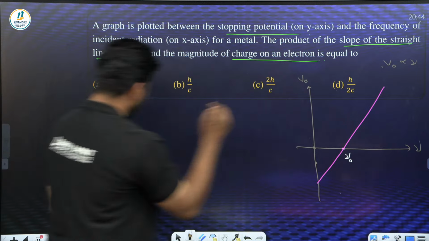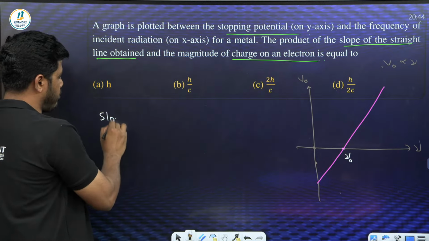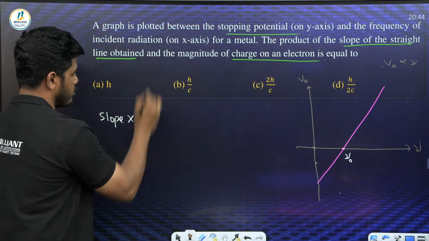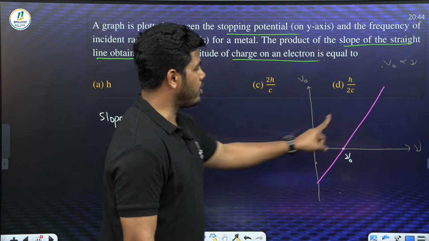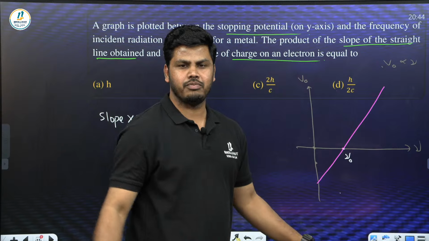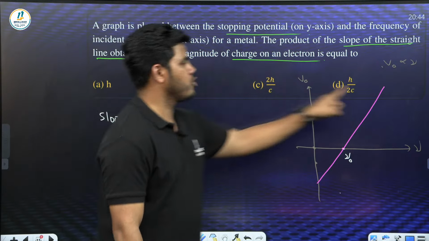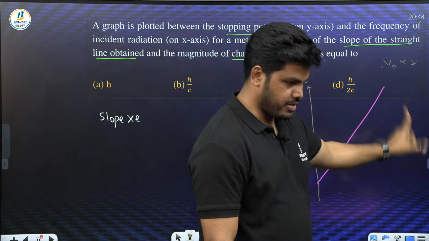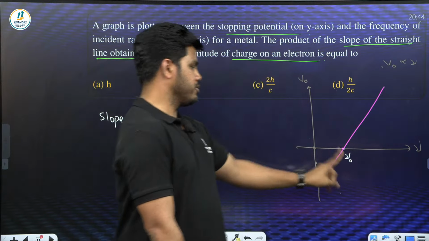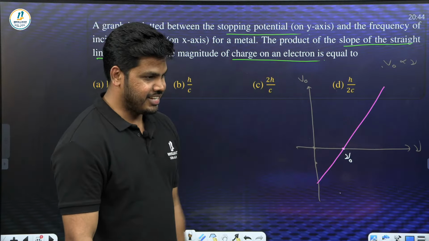The quantity we are looking for is the slope of the graph into the charge of the electron. So you just have to find out the slope of this graph and multiply that with the charge of the electron. One of the matching options will be obtained, right? Yes, exactly. Threshold frequency was the point from where I should start the graph.